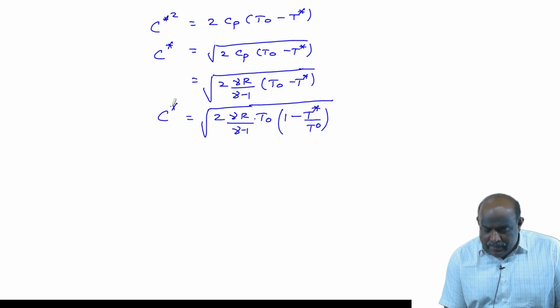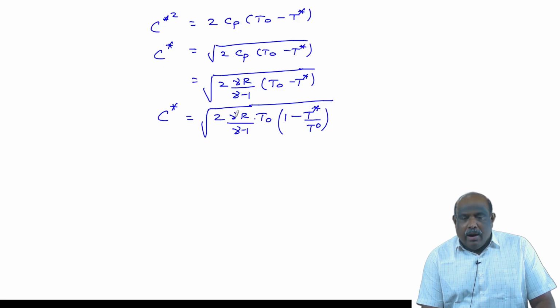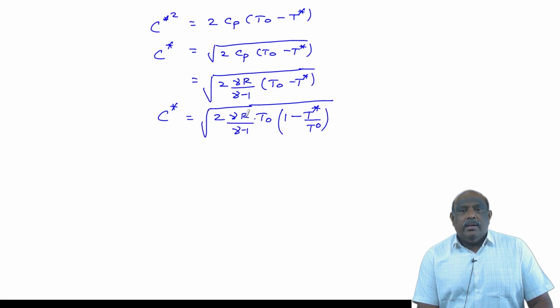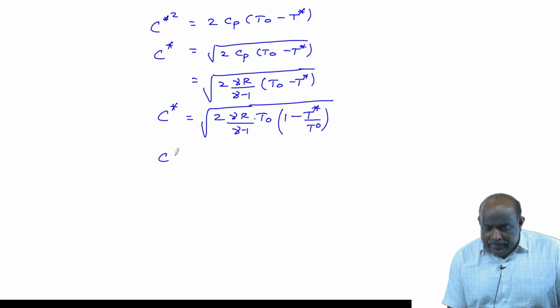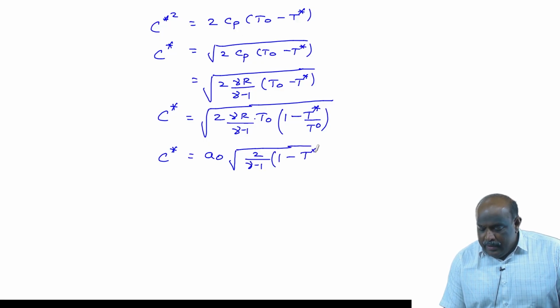So C star. Now students, can you tell me what is the square root of gamma R into T naught? In this equation we can see the square root of gamma R T naught. Yeah, you are right. It's nothing but A naught. So C star equals A naught into the square root of 2 by gamma minus 1 into (1 minus T star by T naught).